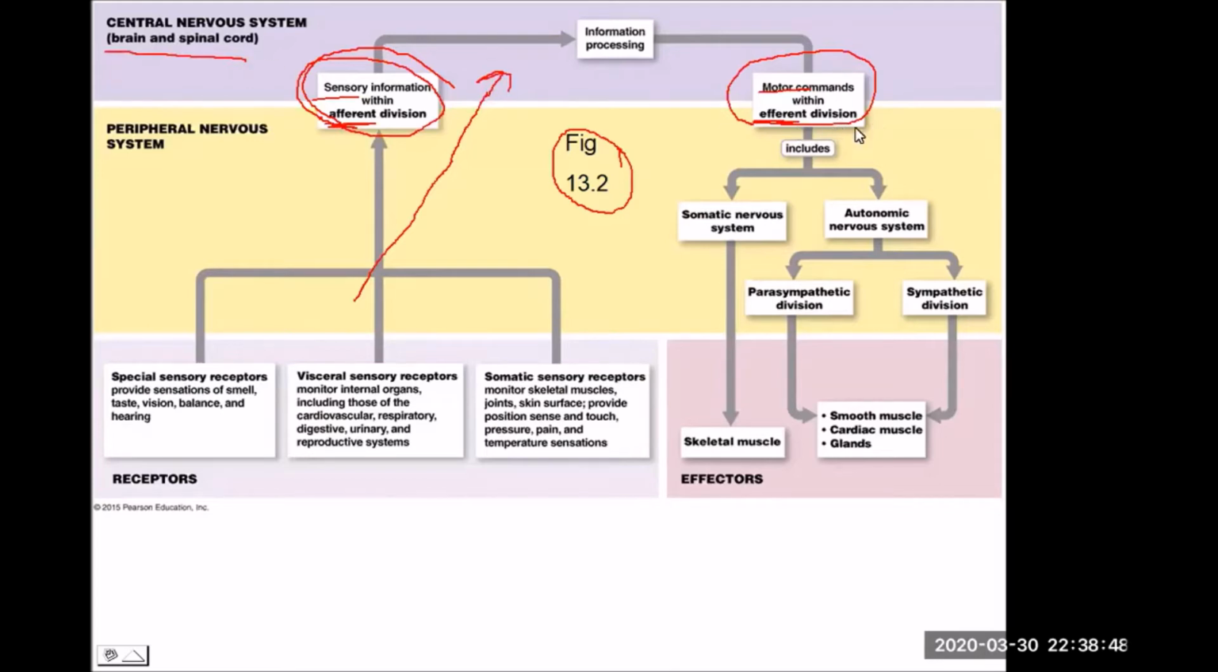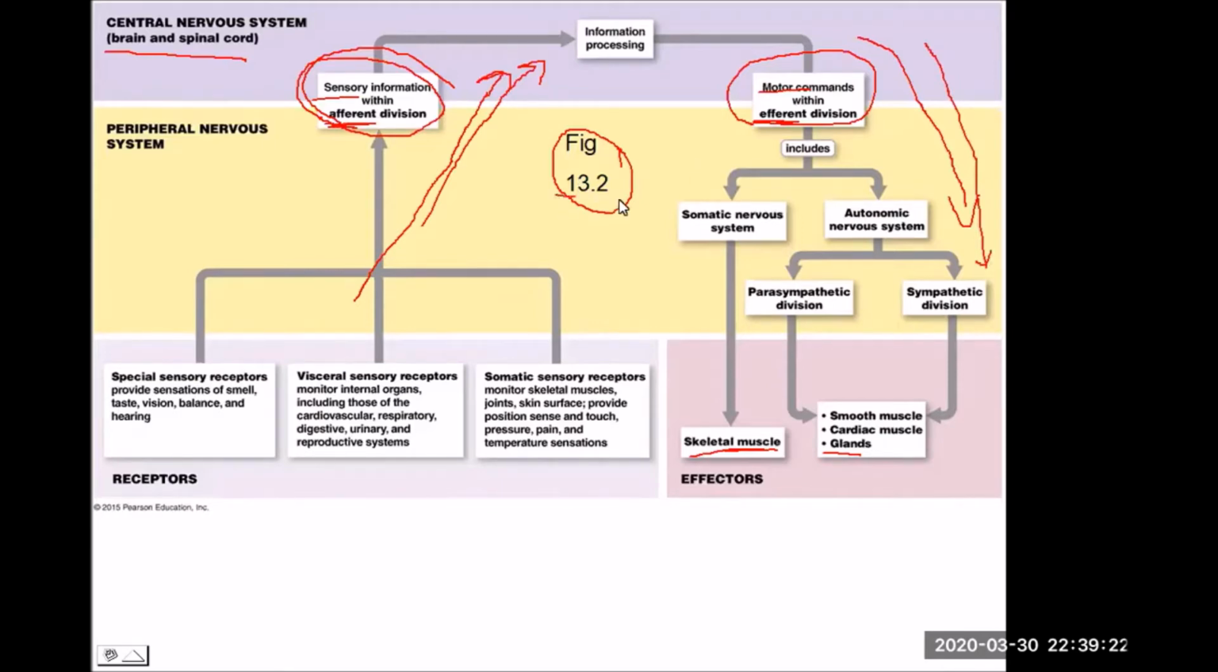Motor or efferent's the opposite. So motor signaling could originate in the central nervous system, and then it goes out into the PNS to control various organs around our body. So sensory signals, again, sensation is another term for afferent, going towards the brain and spinal cord. Motor efferent, that's now the command, the signaling from the brain and spinal cord going to control various organs around our body. So sensory versus motor.